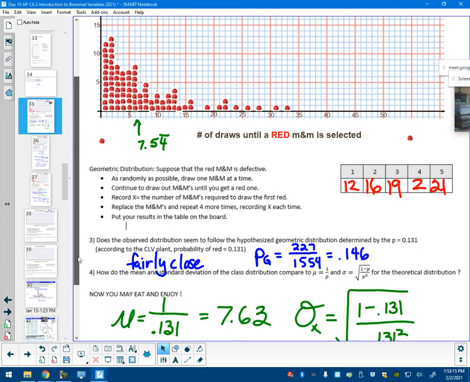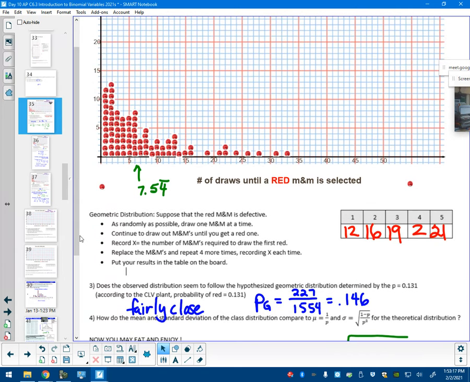But we have a couple things I want you to notice right now. You have both of your sheets there. Look at the graphs. Look at this graph and look at the binomial graph. There's some things that should stand out that are different between them. What does the binomial graph have that the geometric graph does not?